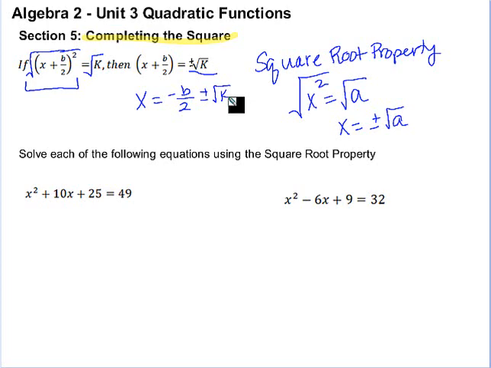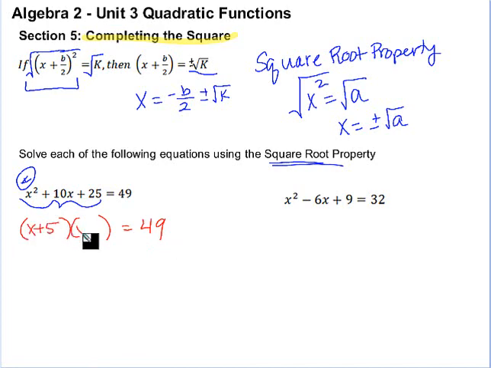So we're going to start off by just trying to solve using the square root property. Since we're using the square root property, the quadratic that we're given here should be a perfect square. So if we tried to factor x squared plus 10x plus 25, this factors to x plus 5 times x plus 5, because 5 times 5 gives us our last term of 25. 5x plus 5x, our outside and inside, gives us our 10x. Another way we could write this is x plus 5 squared equals 49.